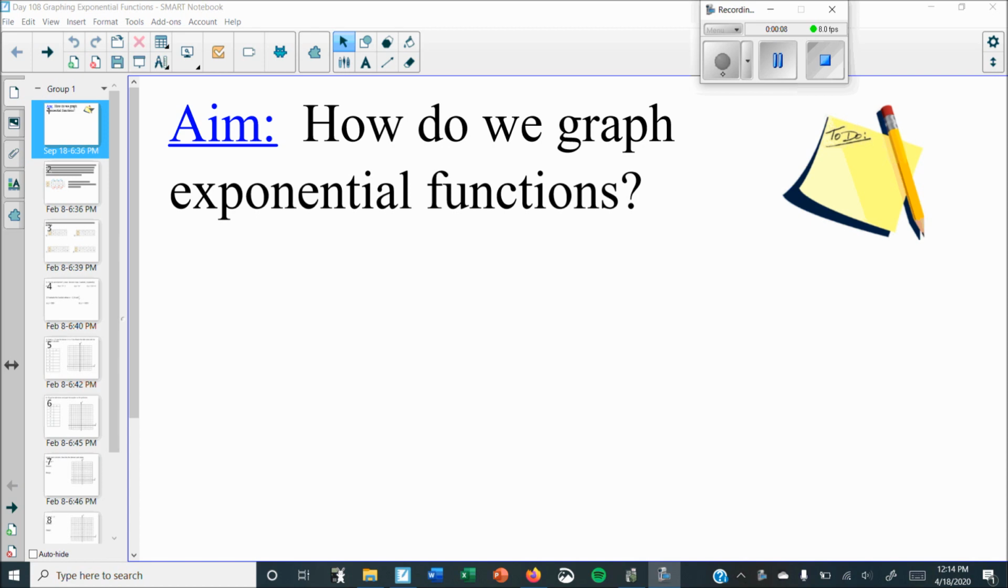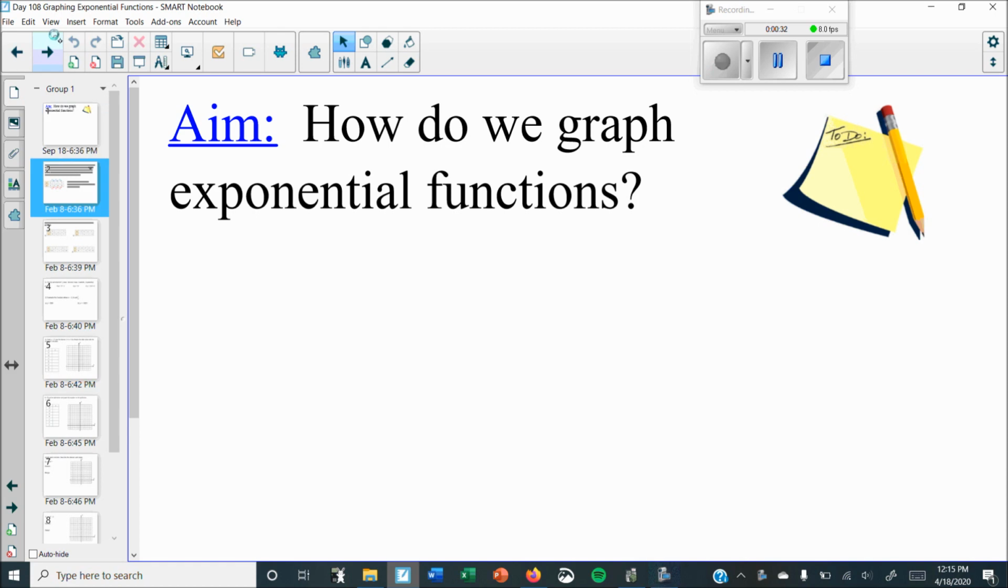Today we are learning about the last functions of the year. Yes, we did it, guys. We learned about linear, quadratic, absolute value, square root, cube root, piecewise. And here comes the last one, and it's probably one of the most important. It's called exponential functions. Okay?